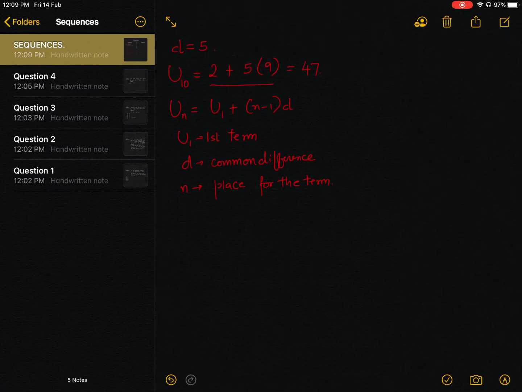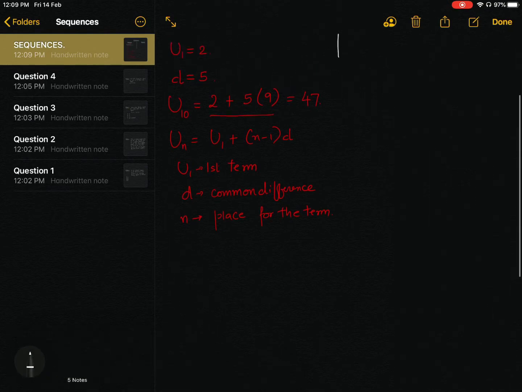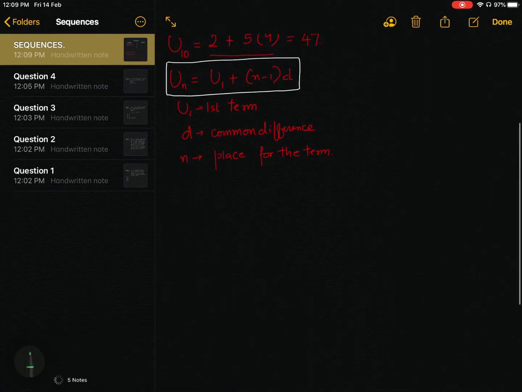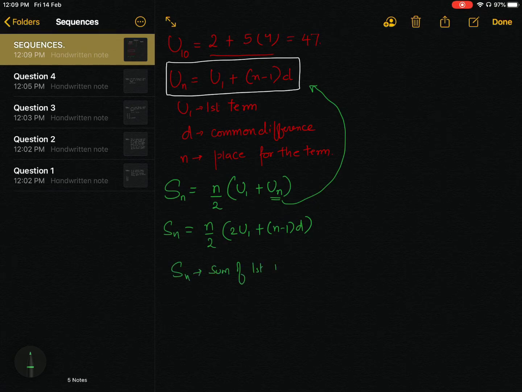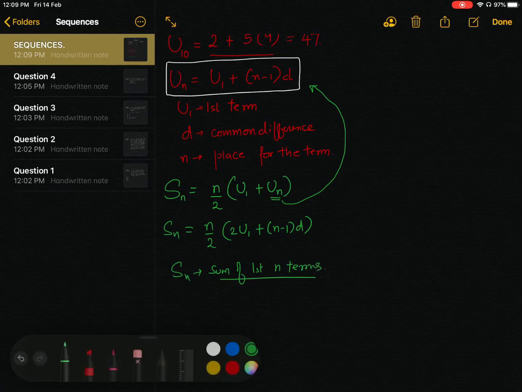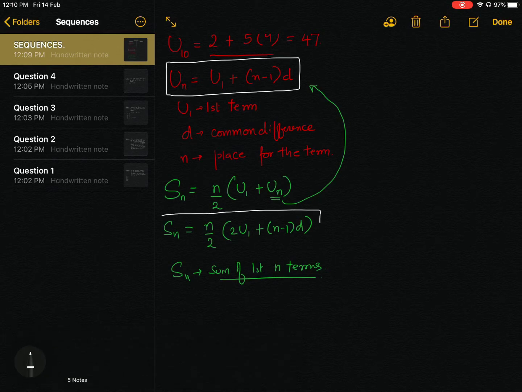In arithmetic sequences, sometimes you are also required to find the sum of first n terms. For that also we have a neat formula. So the sum of n terms will be n over 2 times the first term plus the term at nth place. If you don't know the term at nth place, then you can expand the un formula from here. So if I expand that, you'll see that I'll get n over 2 times 2 u1 plus n minus 1 times d. Now that is the formula for the sum of first n terms. Alright, so that's another formula from the video.